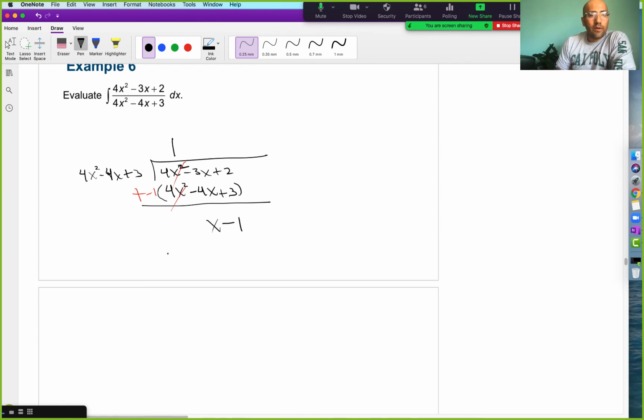Okay, so we're already getting somewhere. Making this a little nicer, we have 4x squared minus 3x plus 2 divided by 4x squared minus 4x plus 3 is actually equal to 1 plus x minus 1 all over 4x squared minus 4x plus 3. Okay, so we're getting a little closer. Now we've got to figure out what to do with this guy.